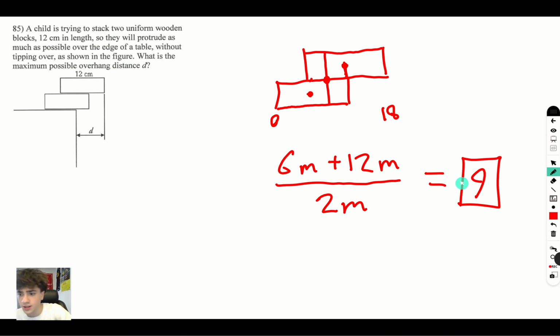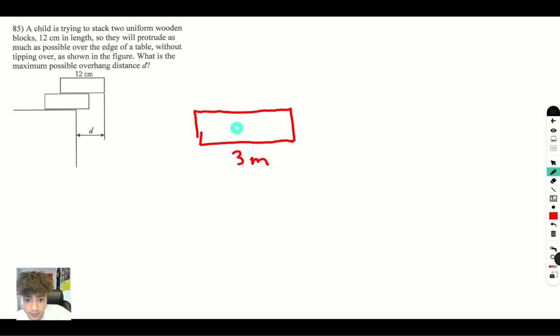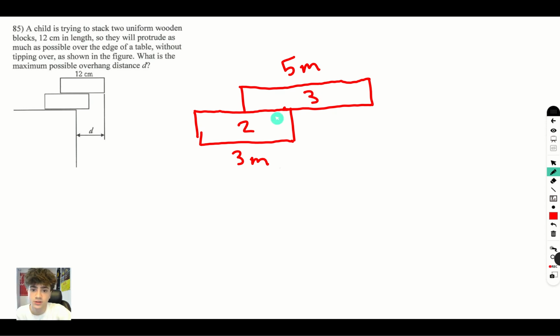Now you might be wondering what you would do if you're given a more difficult problem where maybe the blocks aren't the same mass or the same length. So let's go over that really quickly. It's the same concept, but just slightly more complicated. Alright, so let's draw a block down here. Let's say it has a length of 3 meters and a mass of 2. And then we have a block on top of it that has a length of 5 meters and a mass of 3 kilograms.